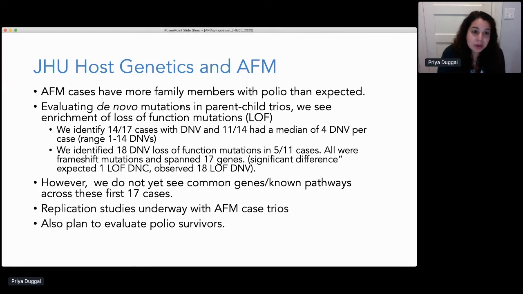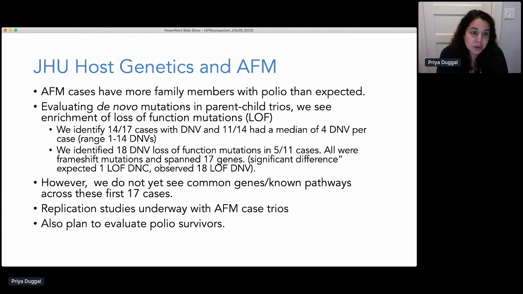We've also evaluated what we call de novo mutations. Those are new mutations that occur where neither parent has the mutation, so they didn't pass it on; something brand new occurred in the parent-child trio. So we need the parents to evaluate this. And we see an enrichment of loss of function de novo mutations in some of these pedigrees.